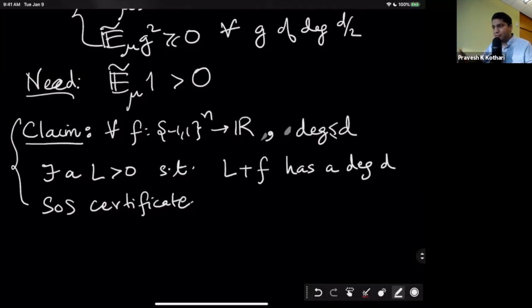Now this is for the special case of degree 2n. What this claim is saying is that an analog of it holds also for low degree SOS proofs. So even when f is any degree D polynomial, there is some number large enough that you can shift it by to make it have not just the non-negativity property, but also the property that it has a degree D SOS certificate of non-negativity.